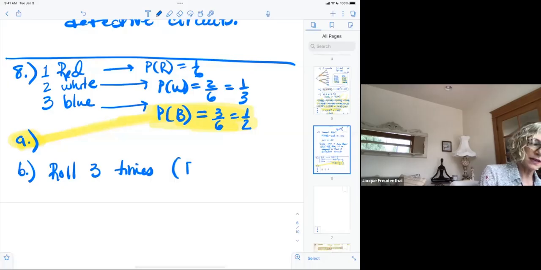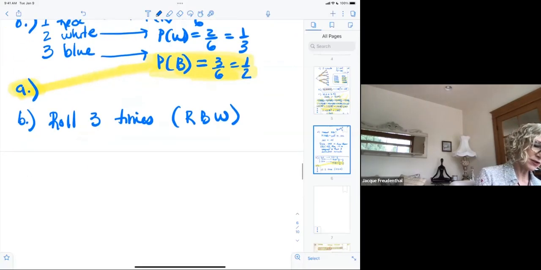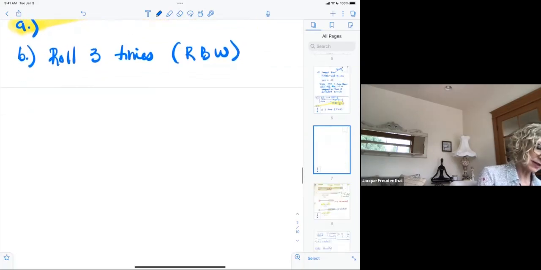And we want all the cases where we have one red, one blue, one white. But that's only one order, right? That would be red first, blue second, white third. There's other ways. So I need to think about maybe a tree diagram again. Let's do that. So your tree diagram, on your first roll, let me rewrite that.